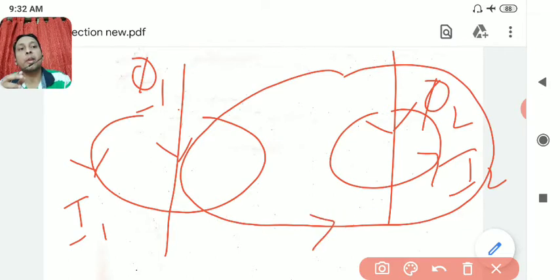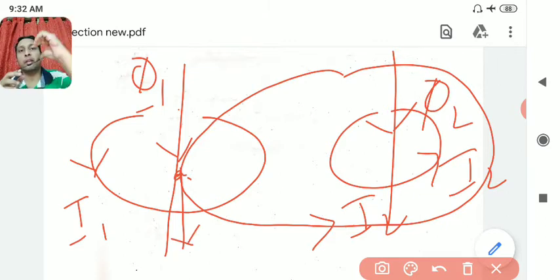So this is your I2. Here you can see at this position, your current I2 is in this direction. Your phi 1 is coming from upside down. So a current placed in a magnetic field will experience a force. So it will be Fleming's left hand rule. What will be Fleming's left hand rule?